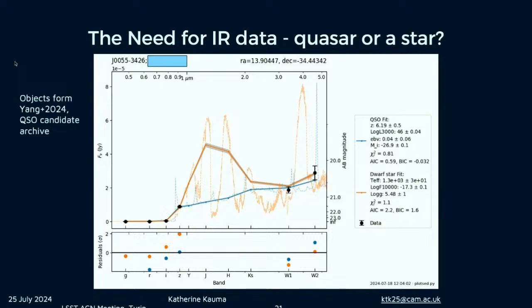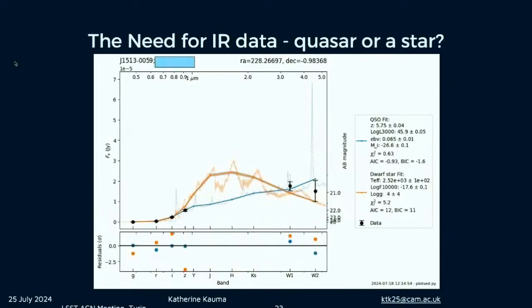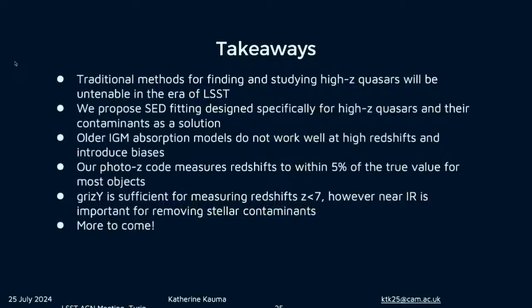Okay, got it. Basically, we can get accurate redshifts without the need for near infrared, but for the separation between the stars and the quasars, we do need near infrared. So the combination of LSST with other programs would be essential. So these are my takeaways. Thank you.